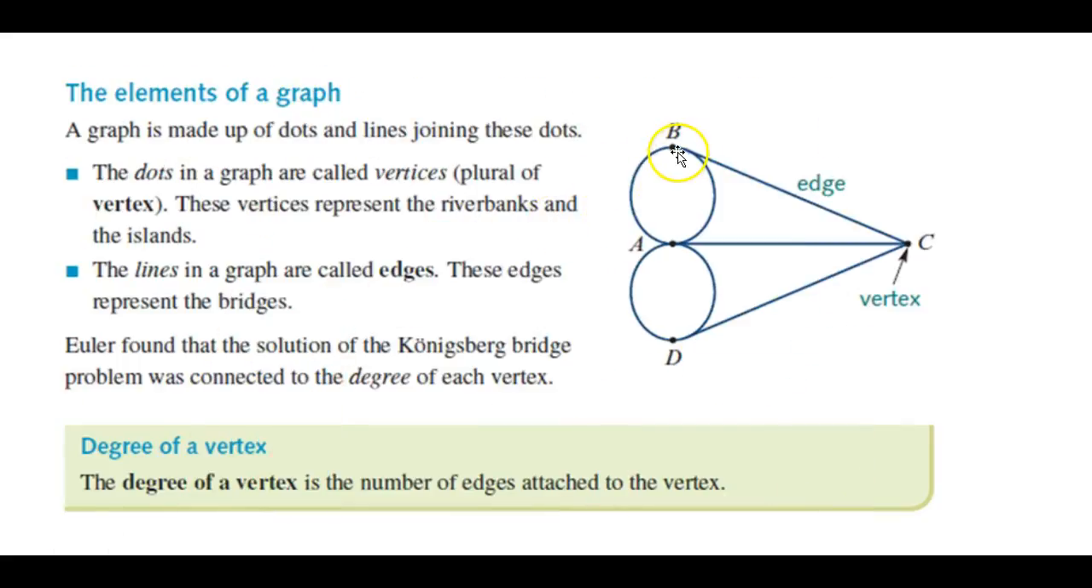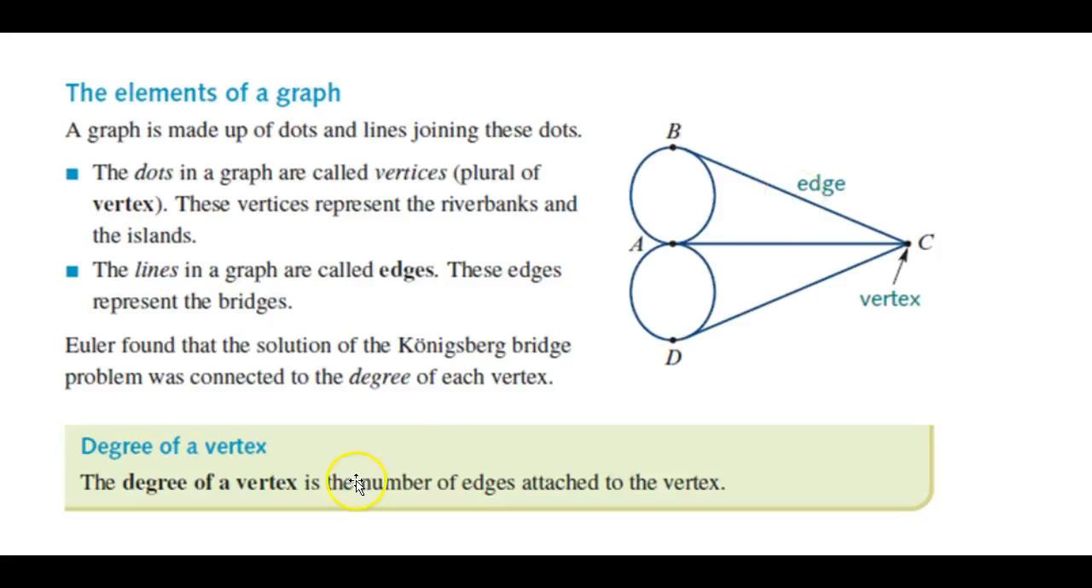We don't call these points dots and lines, they have specific names. These dots are called vertices in plural, or vertex singular. So there are 1, 2, 3, 4 vertices, and the lines are called edges. The vertices themselves represent the riverbanks and the islands, and the edges represent the bridges. You might recall there were 7 bridges, and you can see here there are 1, 2, 3, 4, 5, 6, 7 edges.